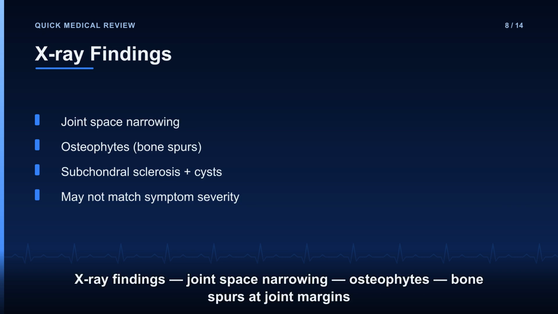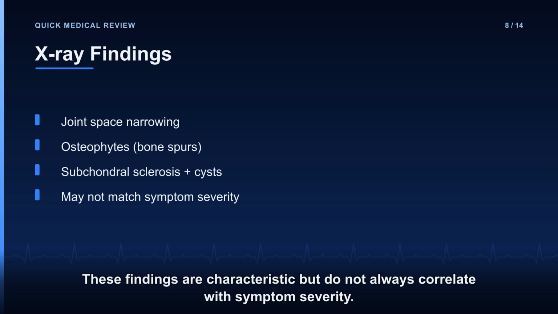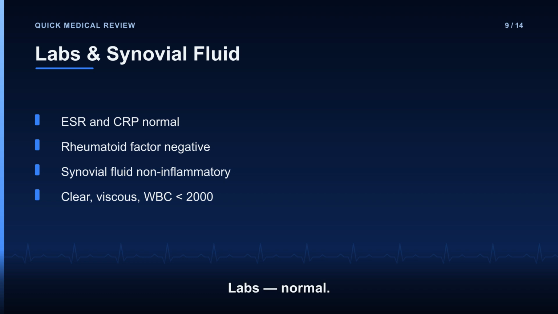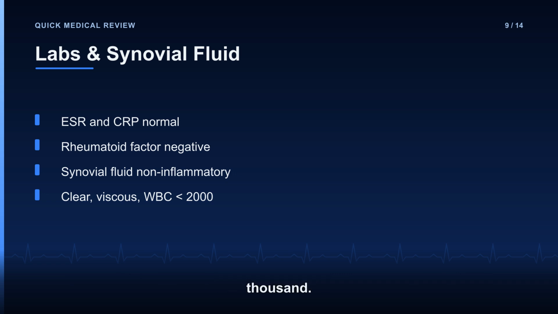X-ray findings: joint space narrowing, osteophytes (bone spurs at joint margins), subchondral sclerosis, and subchondral cysts. These findings are characteristic but do not always correlate with symptom severity. Labs normal. ESR and CRP are not elevated. Rheumatoid factor is negative. Synovial fluid non-inflammatory, clear, viscous, white blood cell count below 2000.